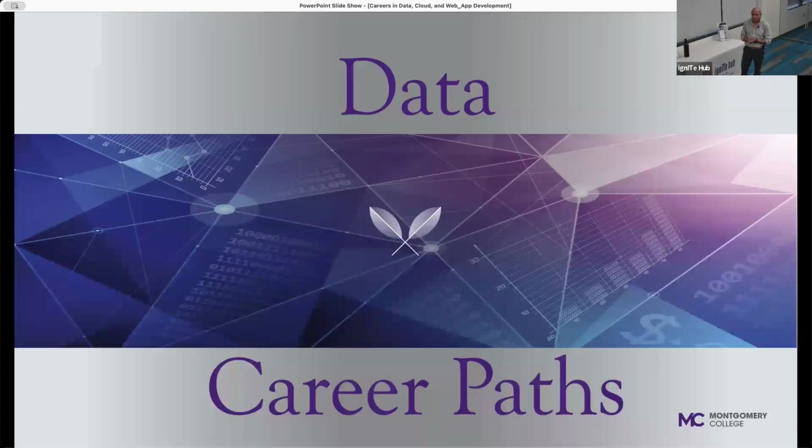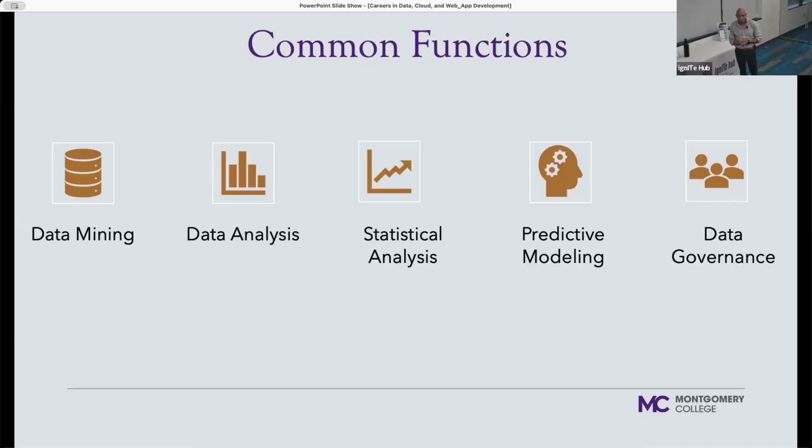We're going to start with the data career paths. Next slide. We are going to be talking about the common functions of people that work in the data careers. This could be a bit of a repeat for the people who joined us in week one, but I'm going to go through this again because it's important. What do people that work in data analytics and data science usually do? Let's talk about the common functions.